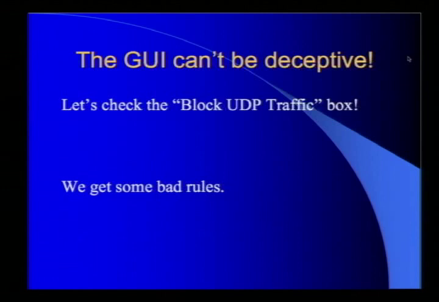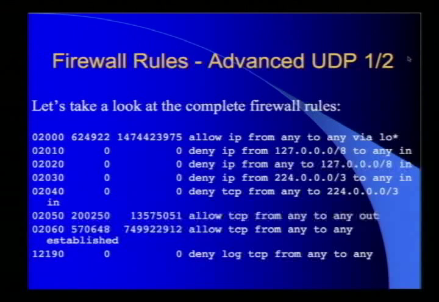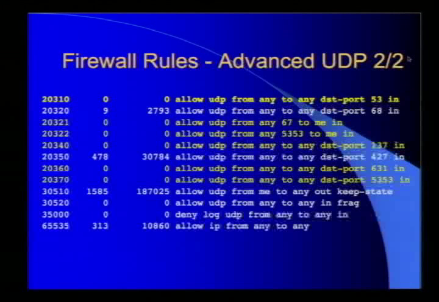So let's check on that block UDP box, and let's look at the rules we get out of that. Here's the first set of rules, so let's ignore this, and go straight on to the second one, and let's see if we can read yellow just as well as we read red. I'm going to let you take a gander at this for just a second, and then I'm going to tell you what it means. For all of you for whom this text doesn't make sense, don't worry.